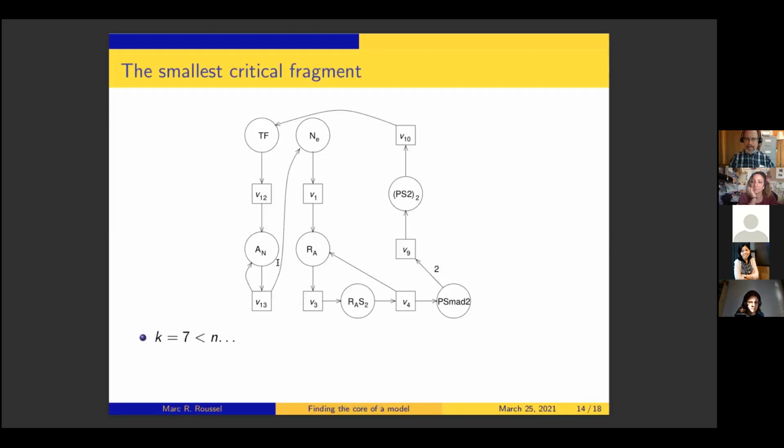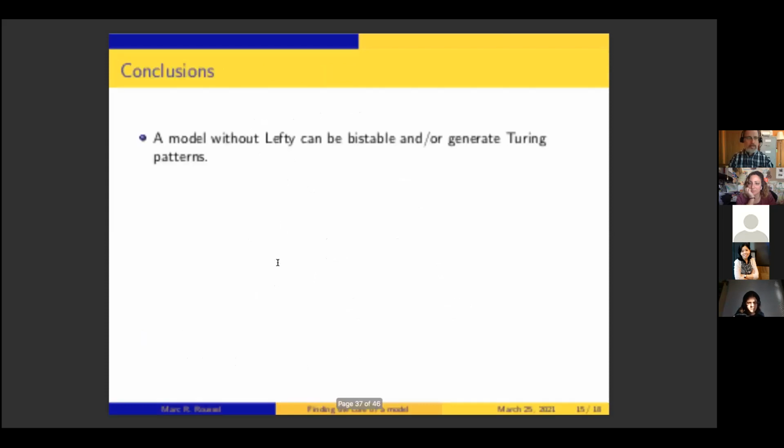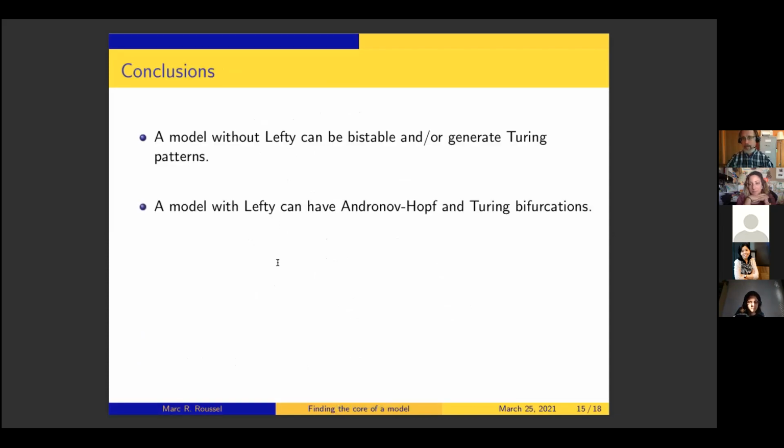Yeah, so this is k equals 7, which is less than n, but if I take away lefty, then k matches n, so we get bistability there. Okay, so a model without lefty can be bistable, and we haven't actually done the Turing stuff, but at least in principle, it can give you Turing patterns. A model with lefty can have Andronov-Hopf and Turing bifurcations because you have a critical fragment of order less than n.